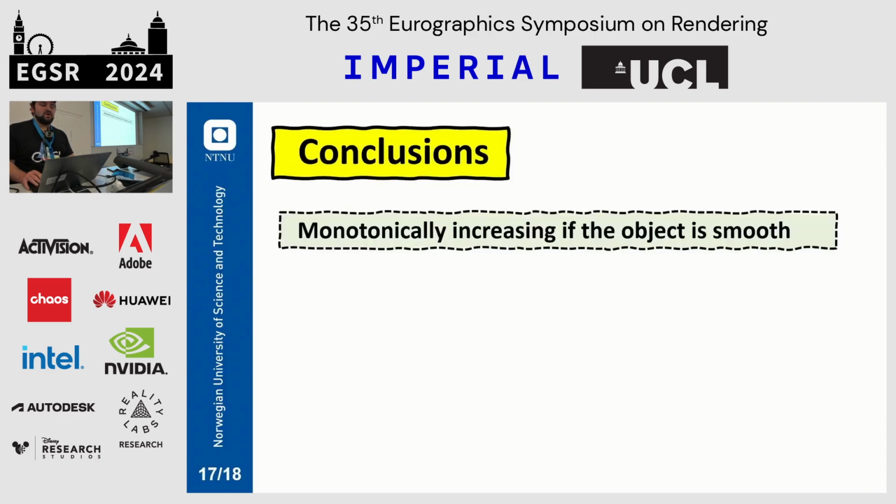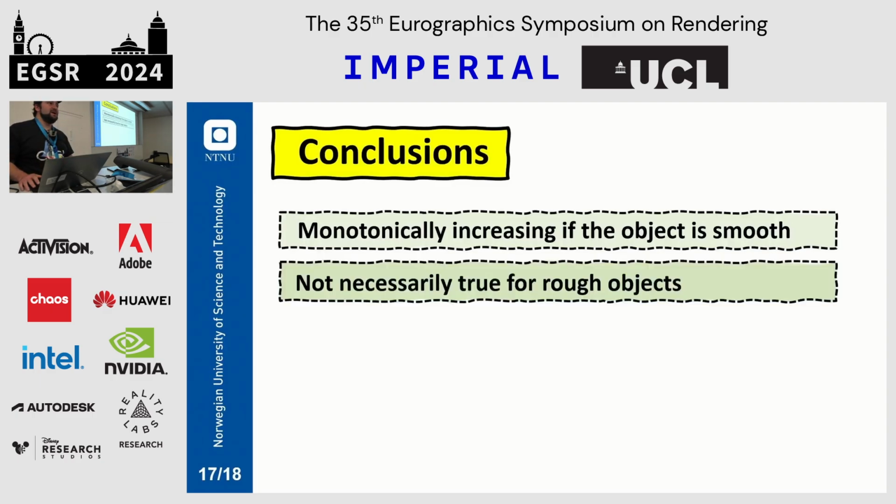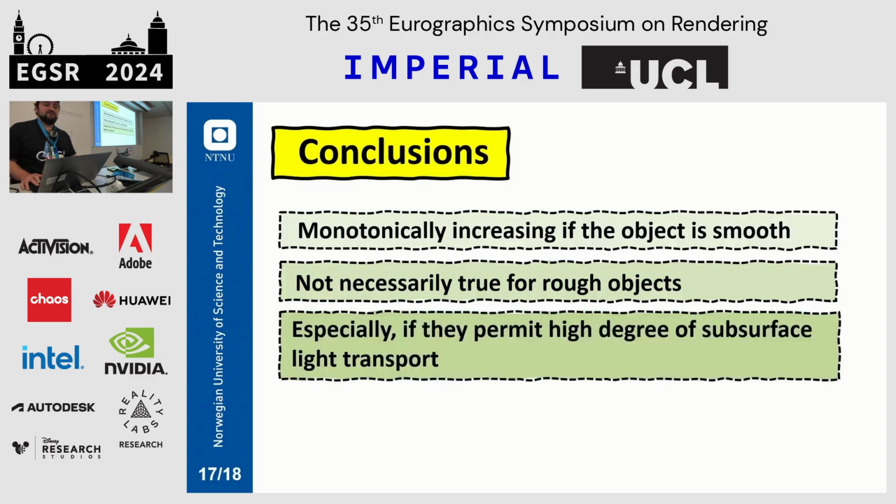So in conclusion, for most materials, as was expected, perceived glossiness is monotonically increasing with index of refraction, but this is mostly for smooth objects where we can clearly see the reflection of the environment. When we make it rough, the role of refractive index decreases, and they usually look more or less equally matte, and it's difficult to judge their glossiness. And a very interesting scenario is when we have a high degree of subsurface light transport and it's nearly transparent material, then this strange thing happens.